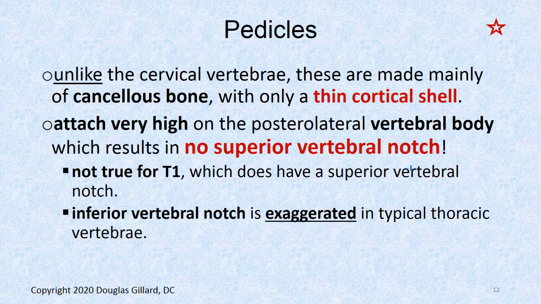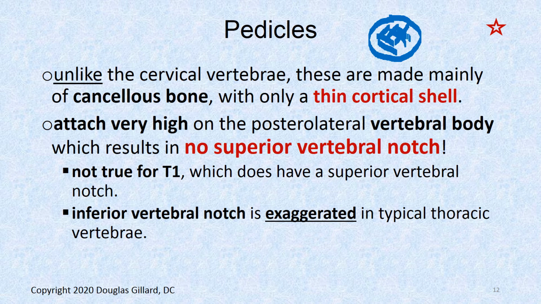Pedicles are weird. Unlike the cervical vertebrae, they're made mainly of cancellous bone. We didn't really get into that too much, but they have only a very thin shell of cortex. Remember, if we look at a pedicle head-on, it has a thicker, stronger outer region, which is the cortex, made of real compact, tough bone. And the inside has more of a trabecular system. I think you learned this in histology, I'm sure. That's called the cancellous bone. So it's not that strong here.